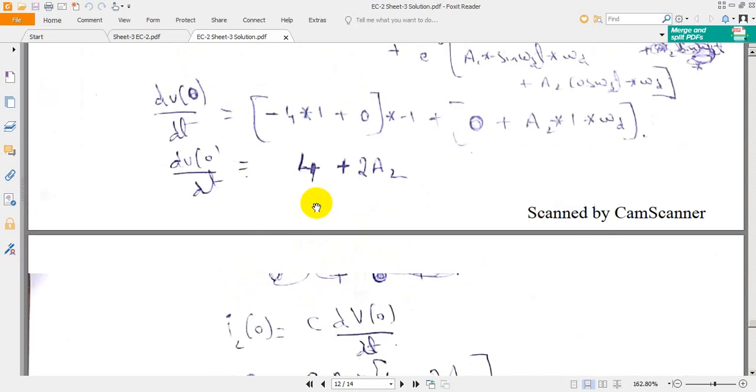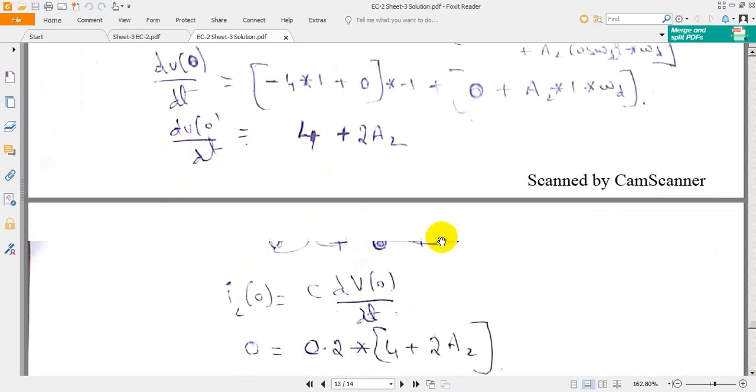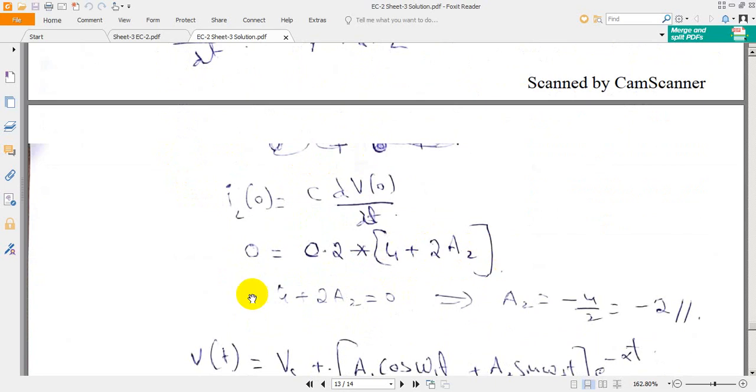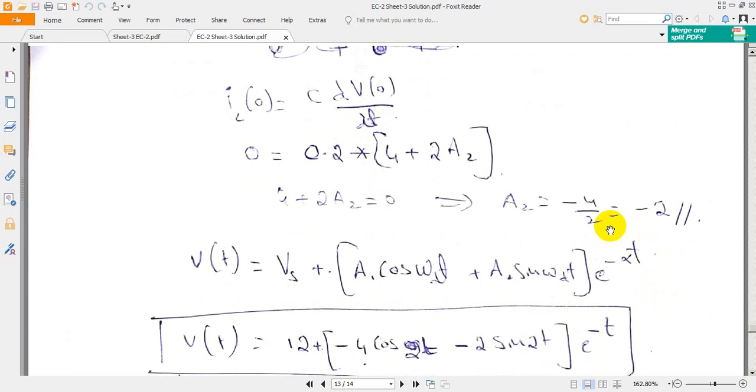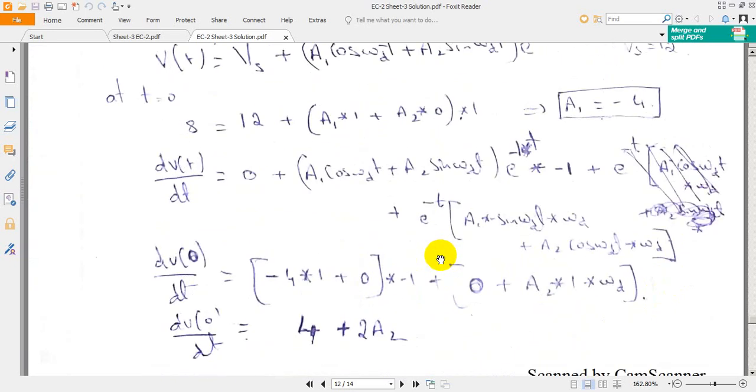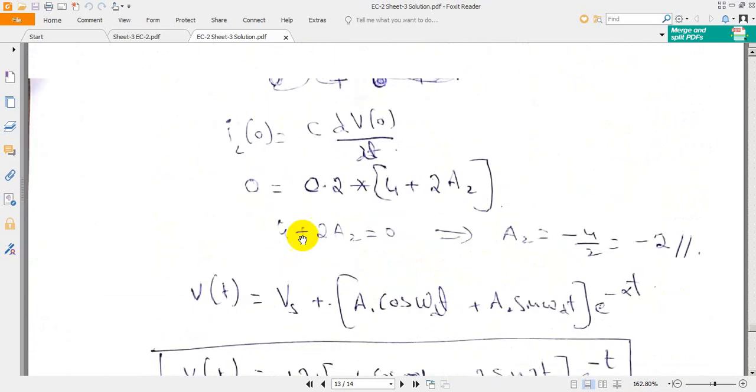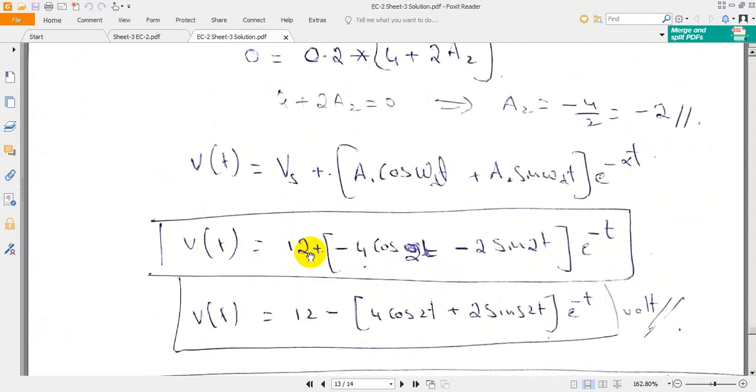Differentiation of dV naught by dt, how much we got? We got minus 4 plus 2A2, so A2 is equal to 4 by 2, which is equal to minus 2. Substitute the value of A2 in this expression, and A1 we have already evaluated as minus 4. You will get V of t is equal to Vs is 12 plus A1 is minus 4 cos omega d t, omega d is 2, A2 is equal to minus 2 sin omega d t, omega d is 2, e power minus alpha t, alpha value is 1. You will get this expression finally. This is the expression for question number 9.